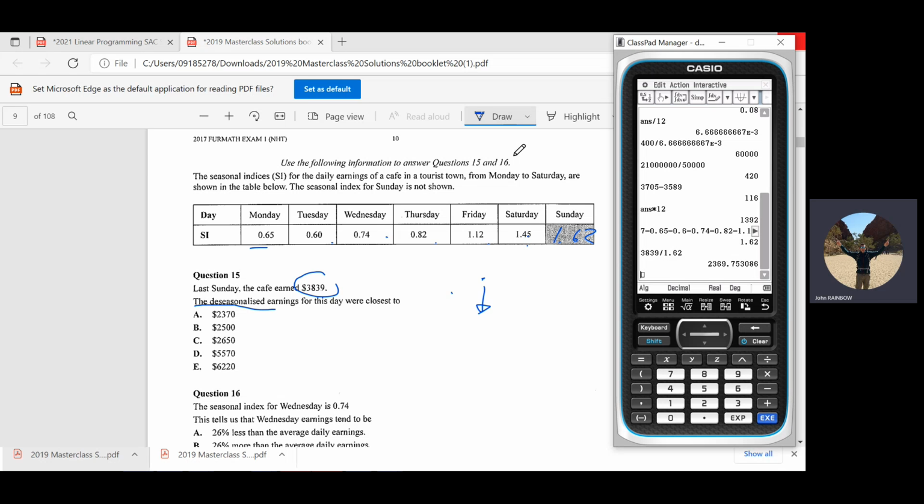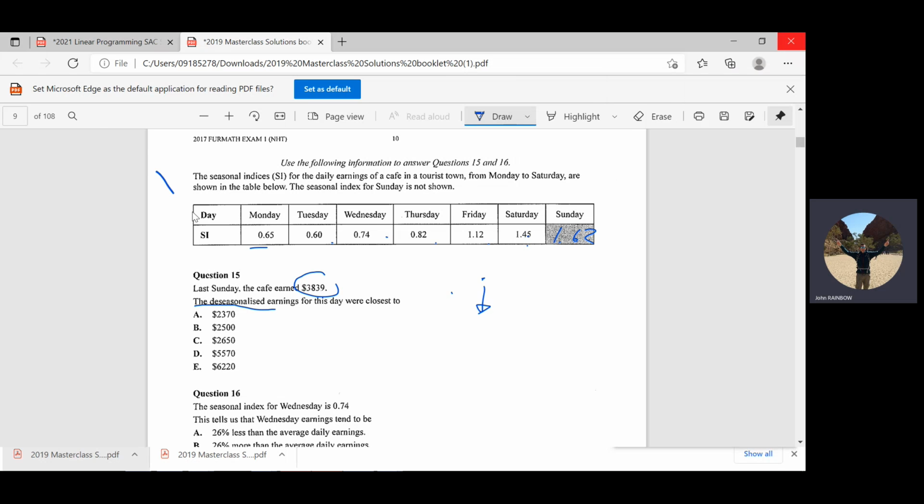peak should come down and the trough should come up. Sunday's a peak, right? So the value when I deseasonalize it should come down, because we're trying to take out this seasonality of it. We want the troughs to go up and we want it to become almost straight.